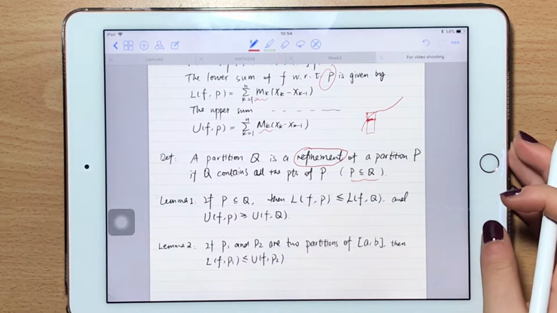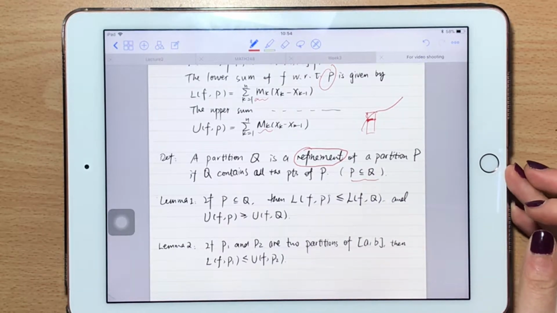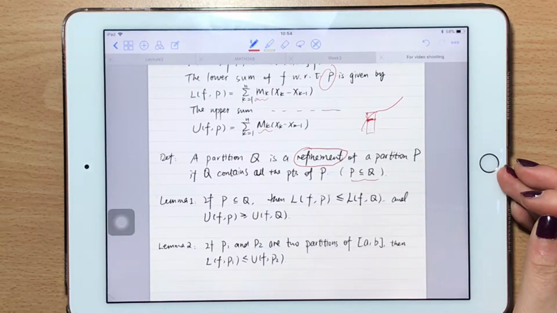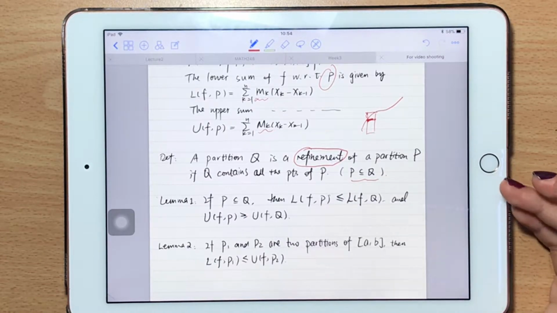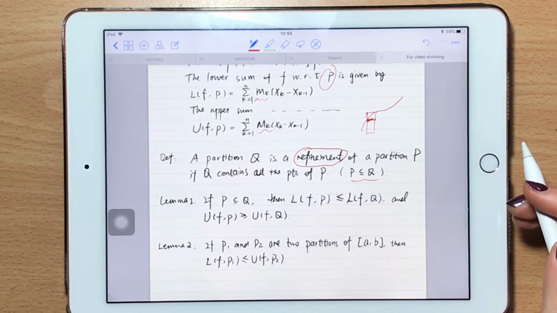And we have two small lemmas, which are, I think, quite straightforward. So if P ⊂ Q, if Q is a refinement of P, then the lower sum of f with respect to P is smaller than or equal to the lower sum of f with respect to Q, right? Because we know that the approximation of Q will be better than the approximation of P, right?